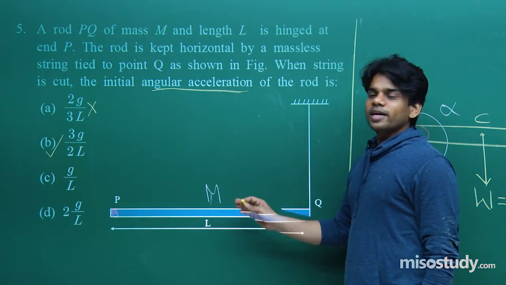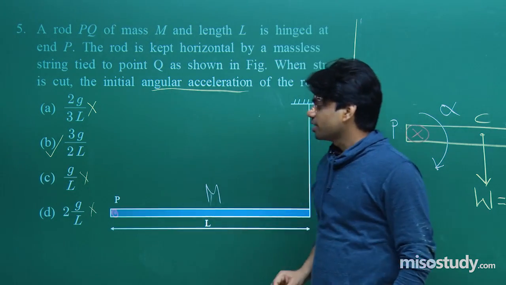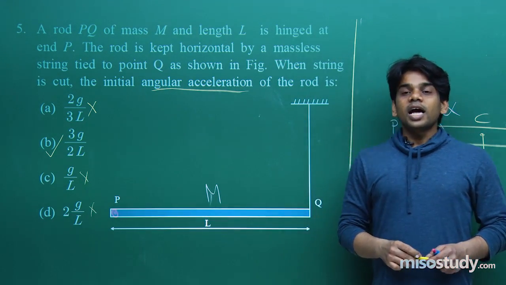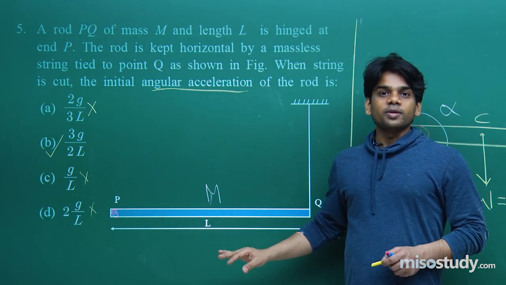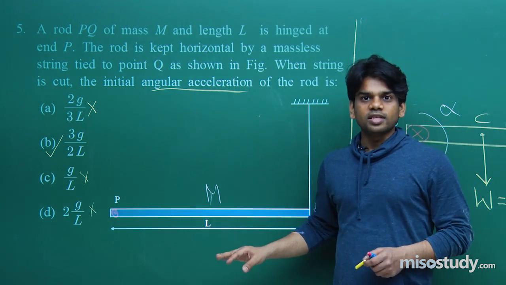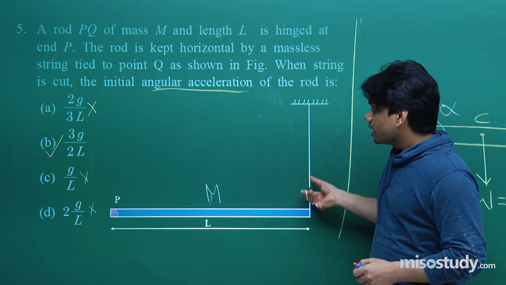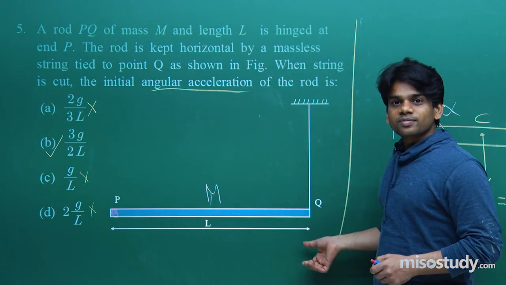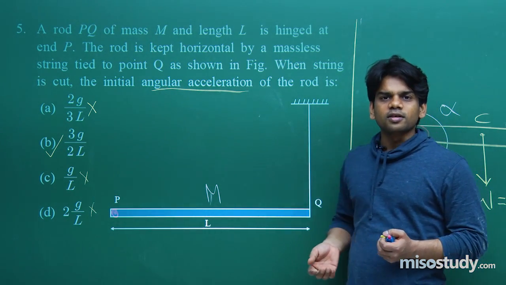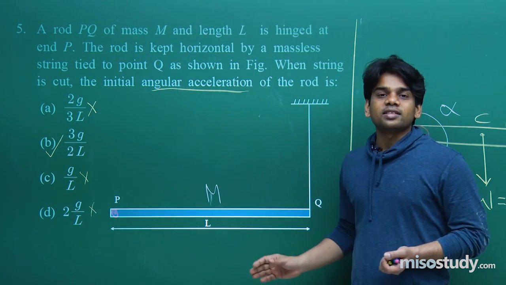Option number C, g by L, again that's incorrect. Option number D, 2g by L, that is incorrect. Now this was a very important question, let me tell you where students get confused. The student thinks that if it is cut, it will come down with an acceleration g. They will think in this way. Let me tell you very honestly, you also, if you see this as an unsolved question, will think that it's coming down with an acceleration g.